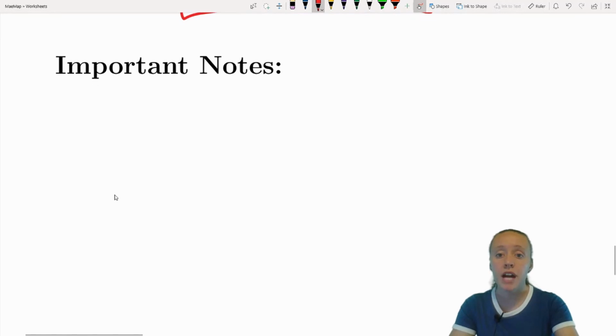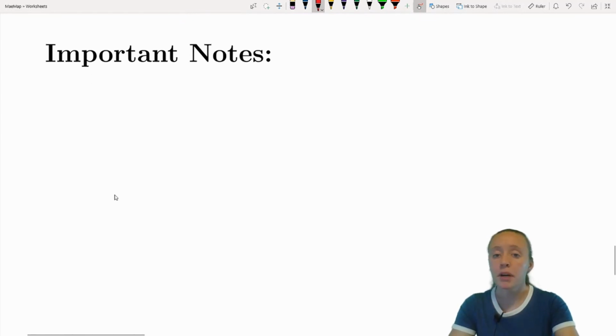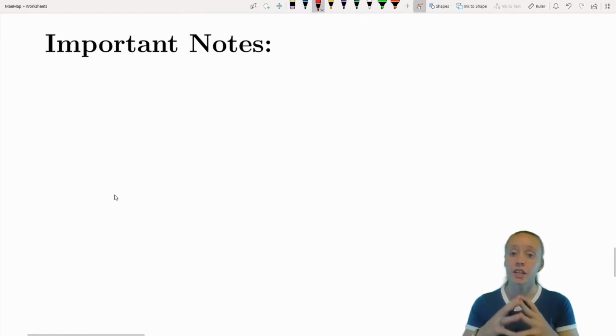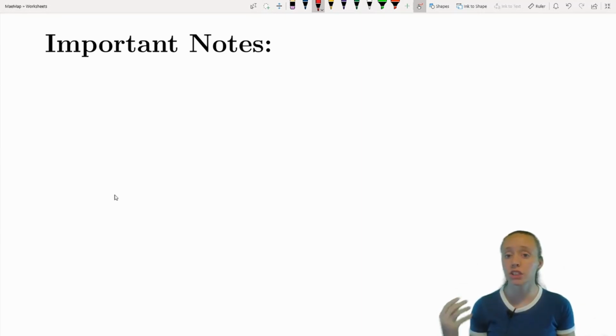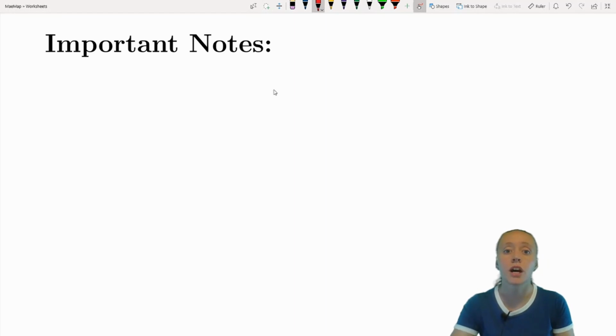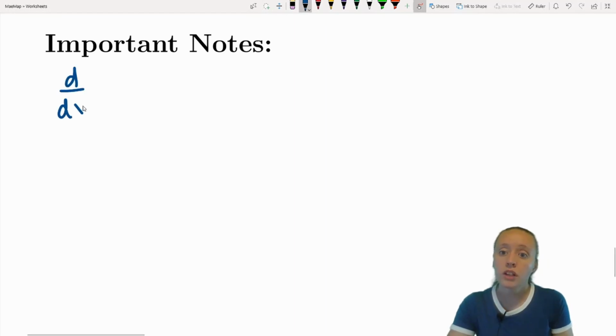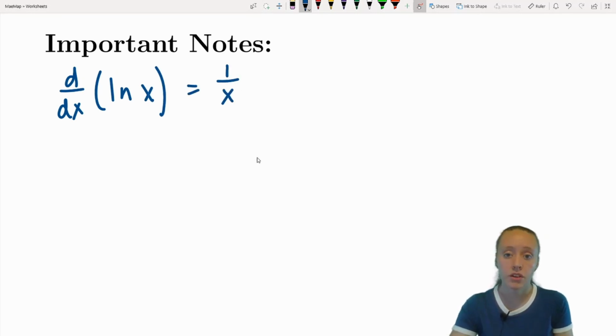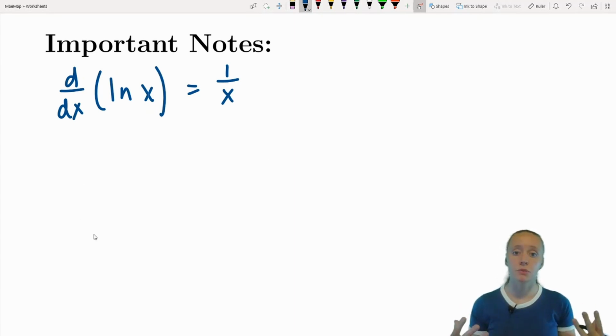And that pretty much wraps up our examples in this worksheet, but I want to consolidate and write down the important derivatives in this important notes section so that if you're using this as a reference, you can just go back to this to look up your information. One note is that the derivative of the ln of x was equal to 1 over x. That's what we started with. That was one of our first derivatives we did.